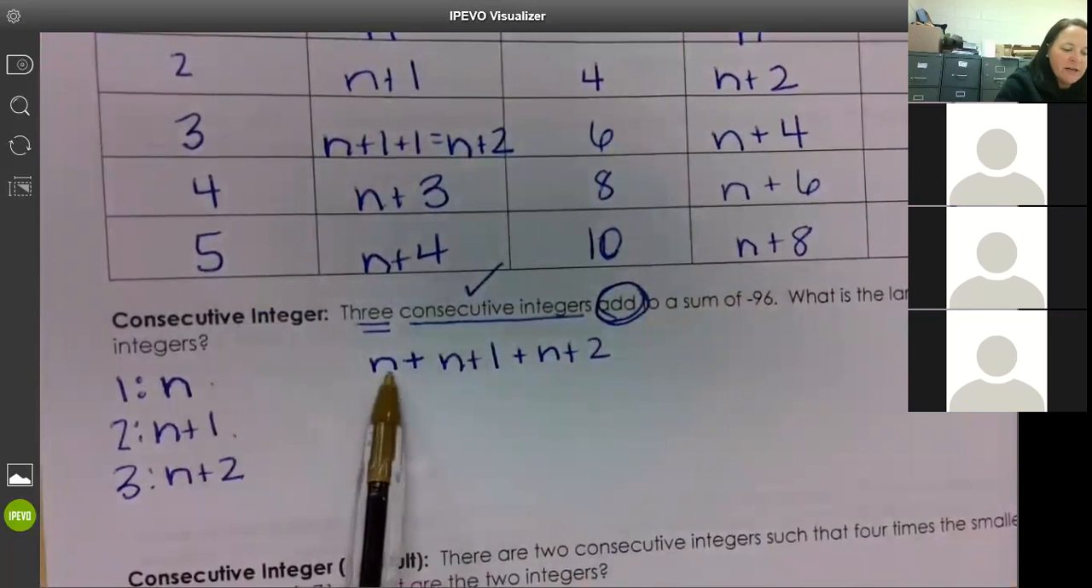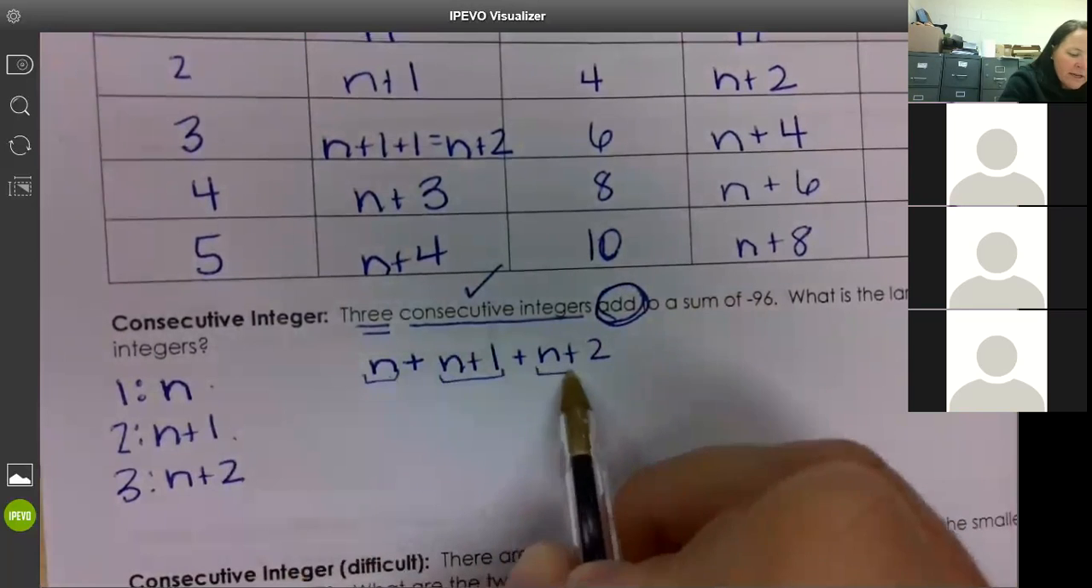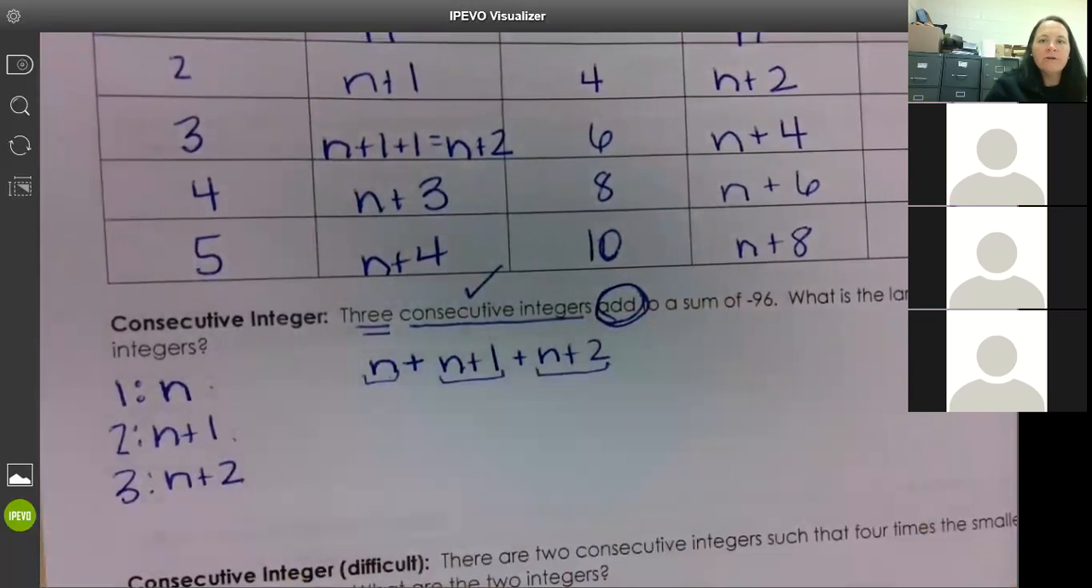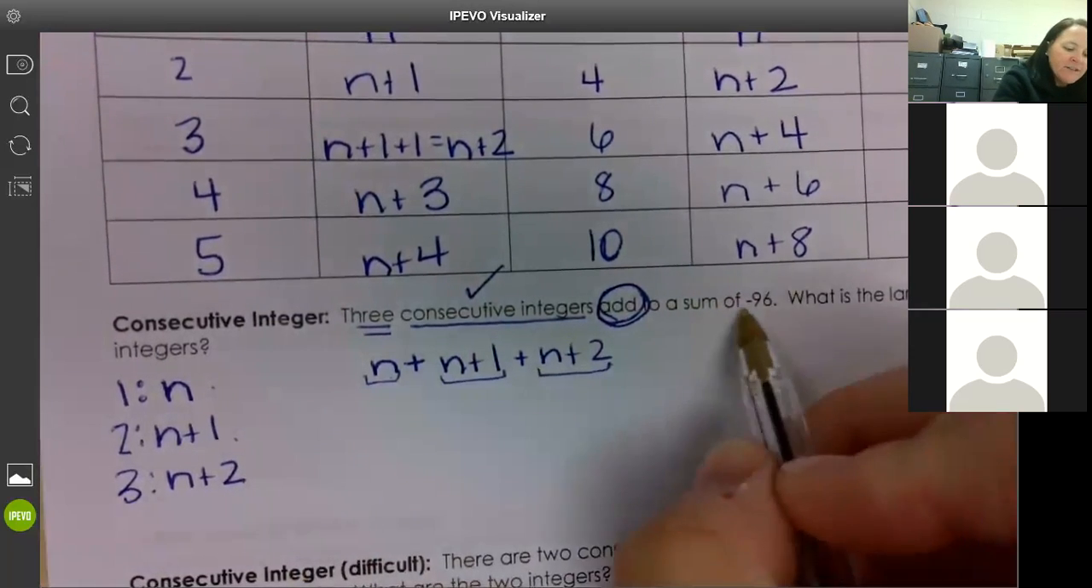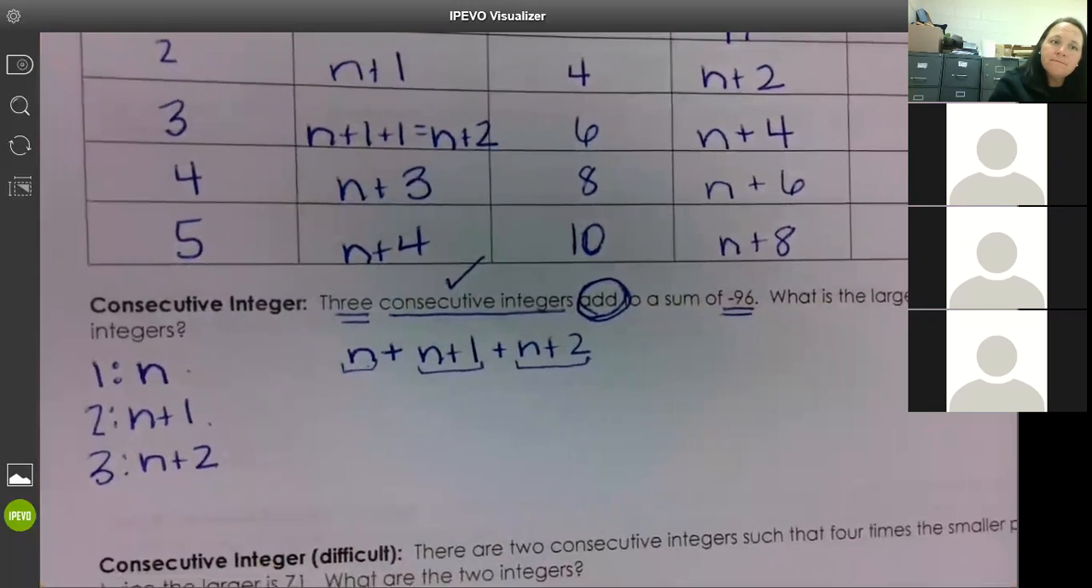So all I did was put pluses in between both of these. Here's your first integer n. Here's your second integer n plus 1 and n plus 2. So we added all 3 of those. What do they add to? -96.